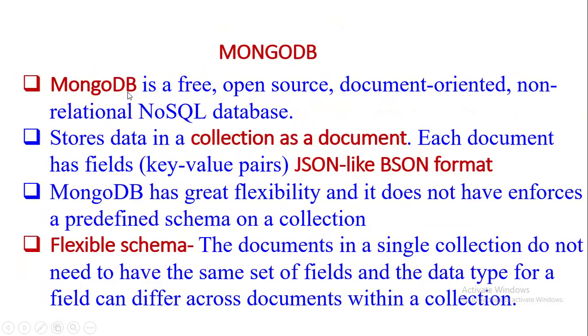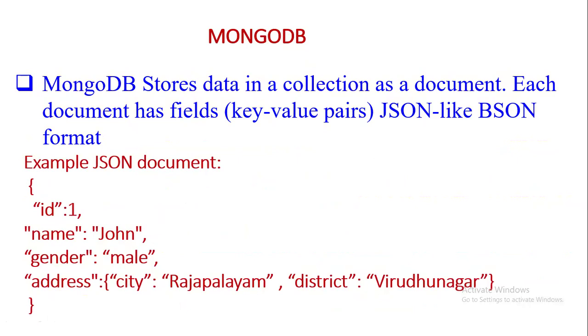What is MongoDB? It is a free, open source, document-oriented, non-relational NoSQL database, and here we are storing the data as a document into a collection. Each document has fields in JSON format, and it has greater flexibility, that is, it doesn't have a predefined schema. It has a flexible schema, that is, the documents in a single collection do not need to have the same set of fields, and the data type of a field can differ across the documents within a collection.